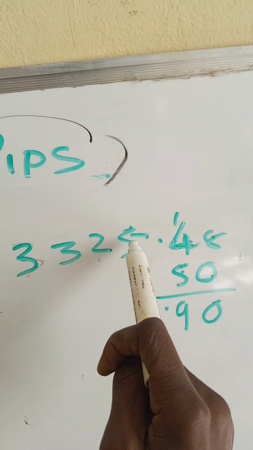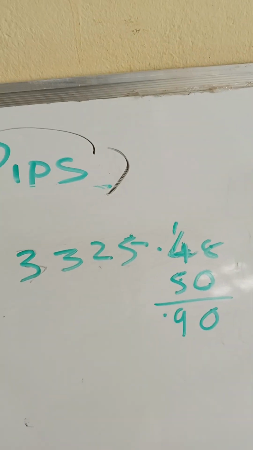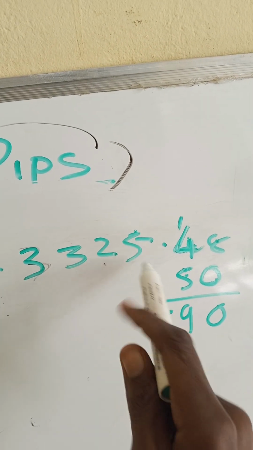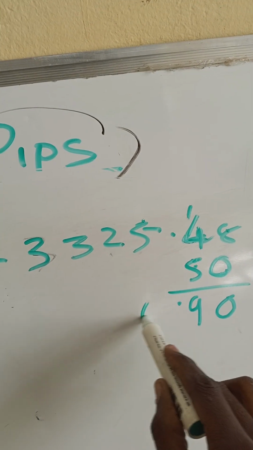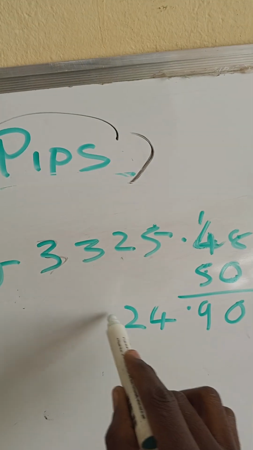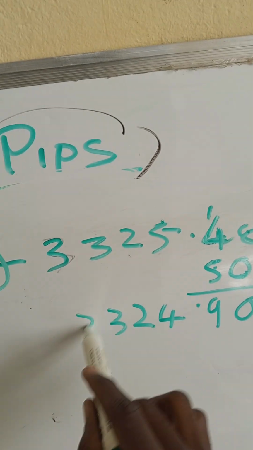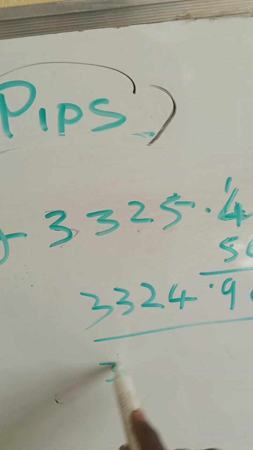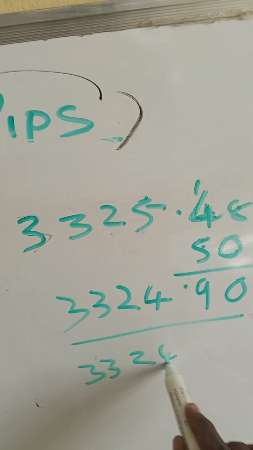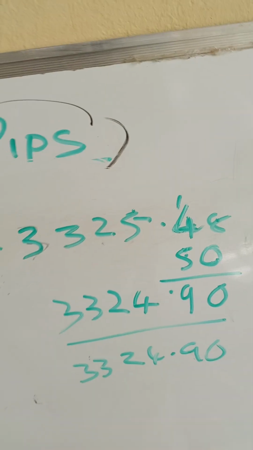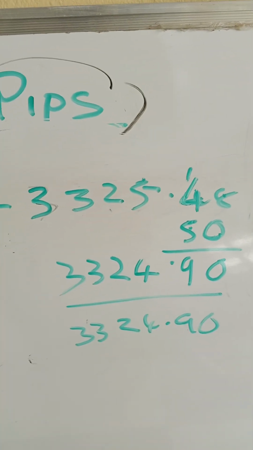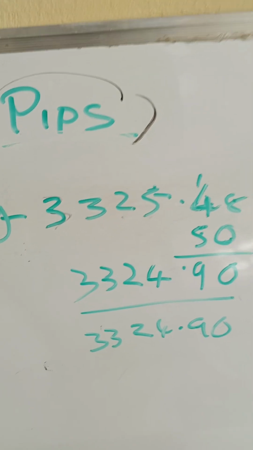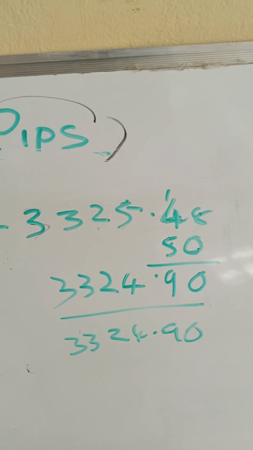Remember here we removed 1. So already, here meaning that is 4 now. So 2, 3, 3. So my stop loss, I'll set it at 3324.90. So this is my stop loss. All right. So here I've now put 50 pips minus 50 pips.